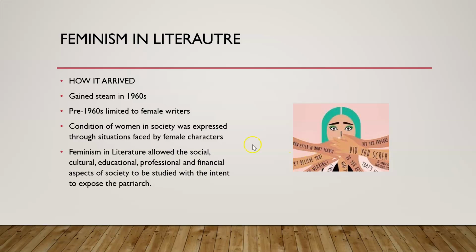But here, in our final point, feminism, once it made its way into the literary form, made it so the social, the cultural, the educational, professional, and financial aspects of society were looked at with the intent to expose the patriarchy. So it spanned, right? So that's that relationship that I talked about earlier.